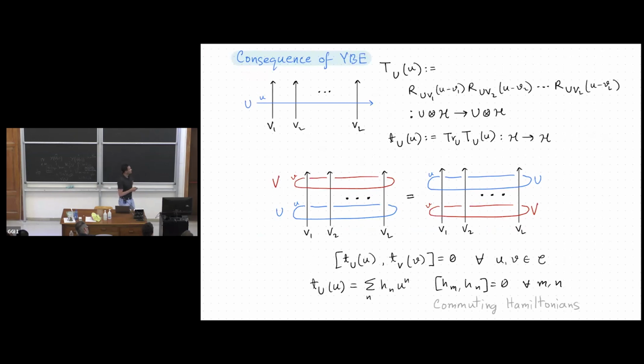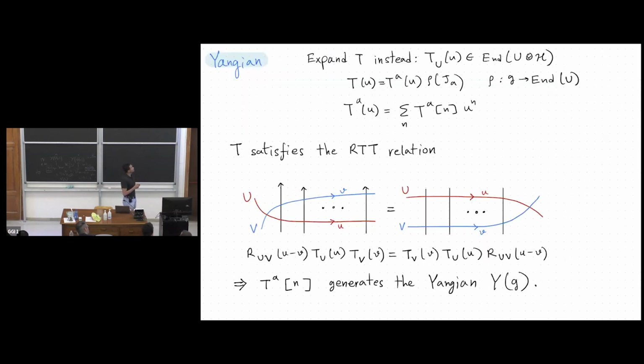Here I was expanding this transfer matrix, after taking the trace, in a power series of u, this spectral parameter. But we can also expand the monodromy matrix itself before taking the trace. So the expansion will look something like this. Here the coefficients will have some index that acts on the auxiliary space. And we can also show, using Yang-Baxter, that these monodromy matrices satisfy these RTT equations. Here, this intersection is an R matrix, and the rest constitute these monodromy matrices.